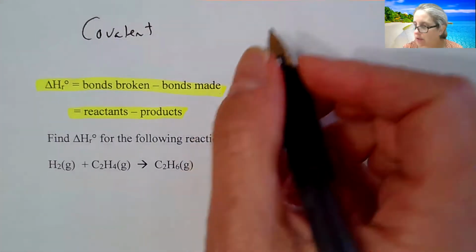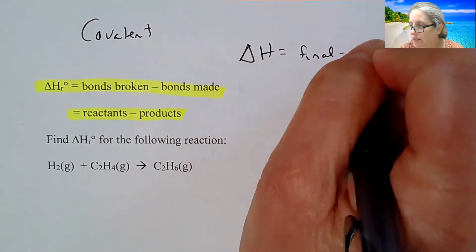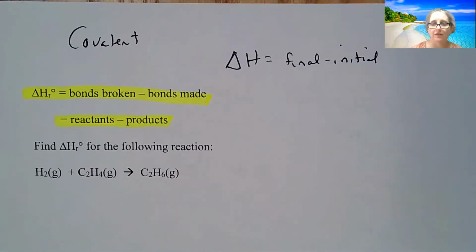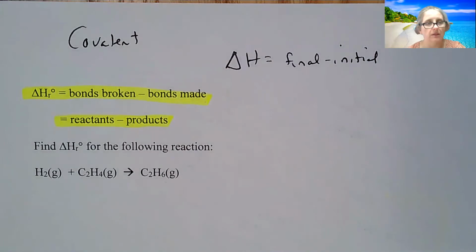So we are always looking at delta H as being final minus initial, and this is completely different from that. This is the one place where we don't do final minus initial. What I'm about to talk about is that we have energies for each one of these bonds.